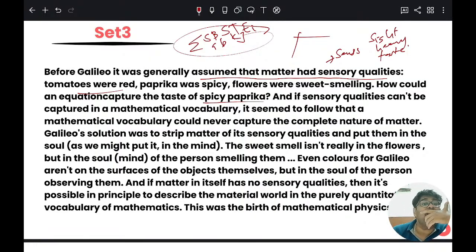If a sensory quality cannot be captured in a mathematical vocabulary, it seemed to follow that a mathematical vocabulary could never capture the complete nature of matter. Even mathematics cannot capture a sensory quality. Let's say, it's only like this.